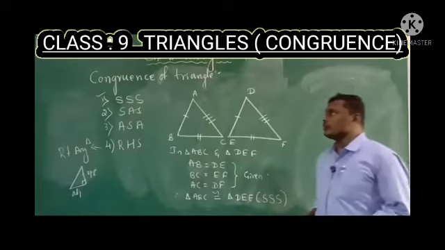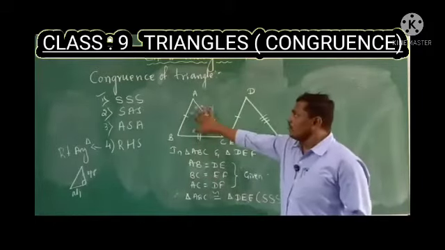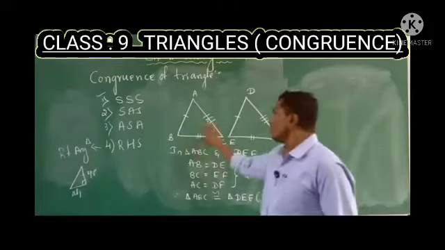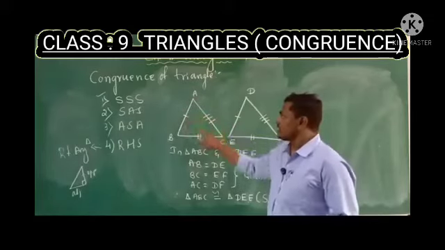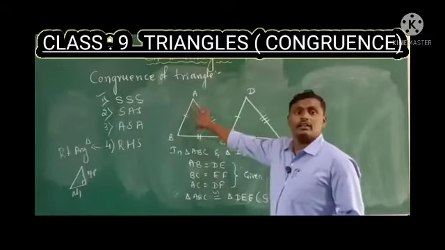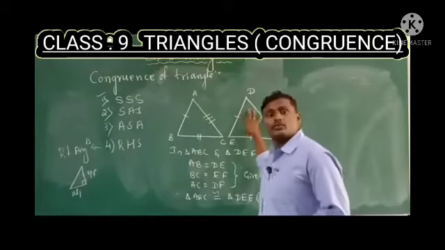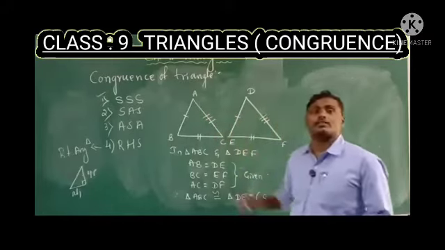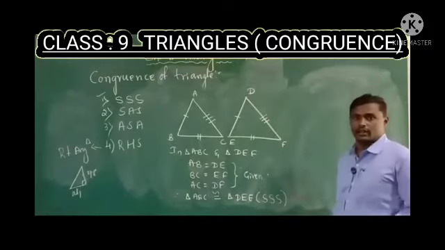So, how can you define the congruence criteria of SSS? If two triangles are said to be congruent, the three sides of the first triangle, here three sides are there, no? The three sides of the first triangle are exactly equal to the three sides of the other triangle. Then these two triangles are said to be congruent by using SSS criteria.